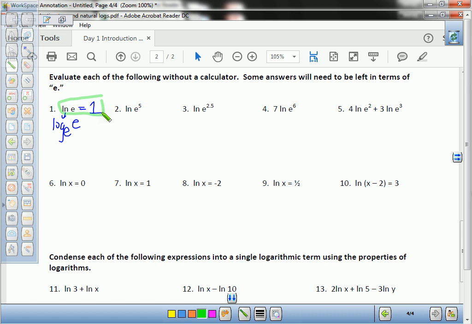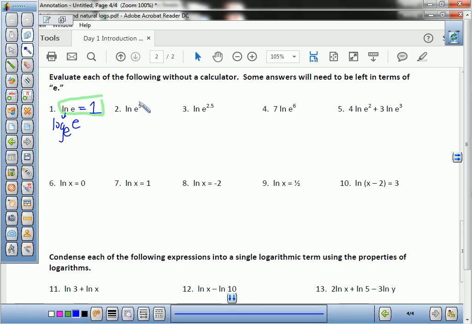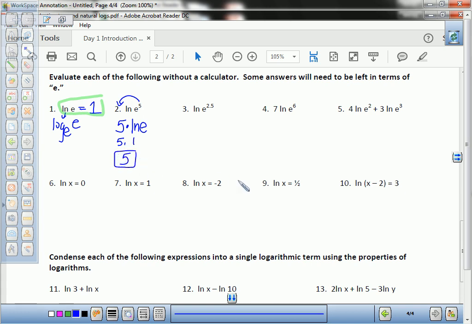And we're going to start here. Number 2. What can we do with an exponent? It can come out in front. So this is 5 times ln of e. But what did we just define natural log of e to equate to? 1. And 5 times 1 is 5. Natural log of e is 1. Okay, you try. Number 3.